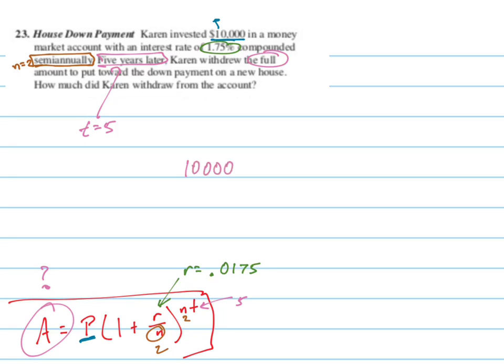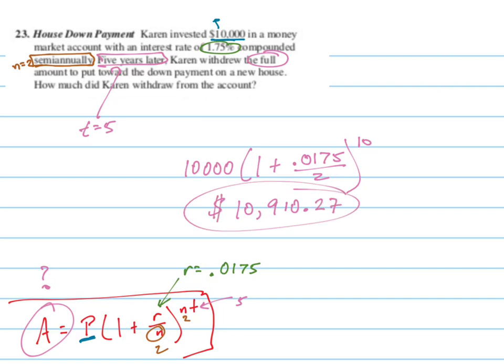10,000 times 1 plus 0.0175 all over 2, raised to the 10. And your answer is 10,910.27 rounded.